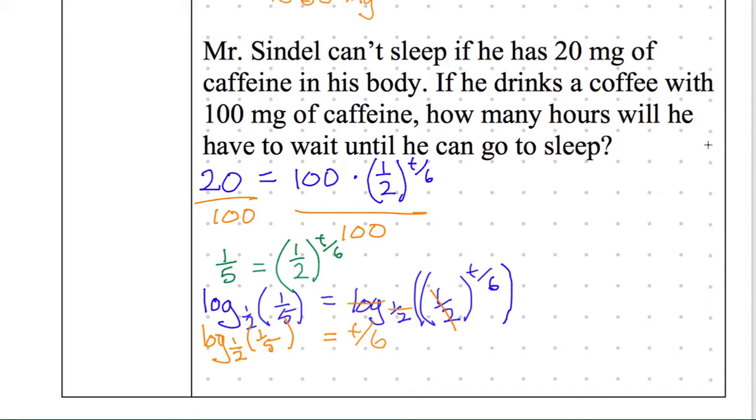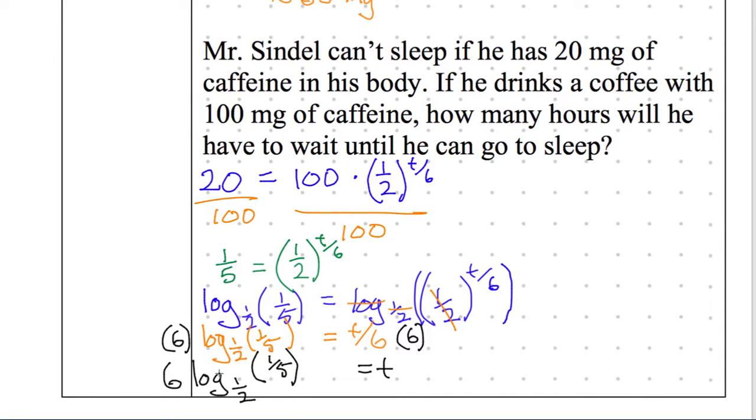Is there a quiet raised hand out there? Yeah, if you want to go for it. I'm going to multiply both sides by 6, so times 6 times 6. And I'm left with my answer. I'll leave my t over here: t is equal to 6 log base 1/2 of 1/5.